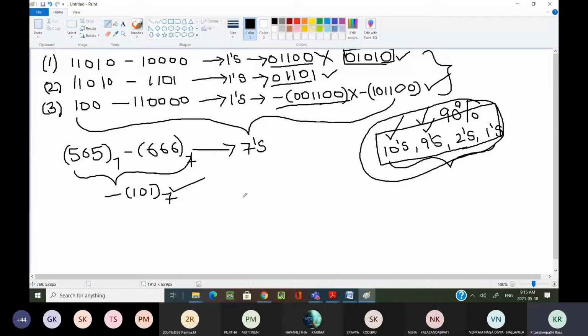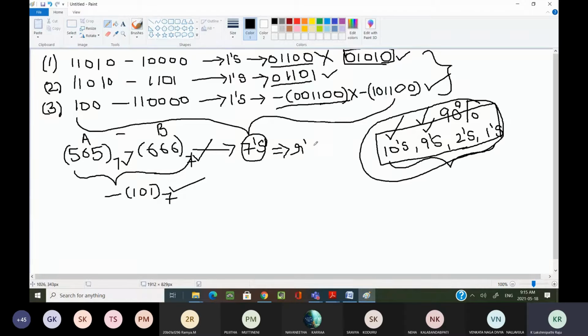Those who have not done it, please see here how we do this problem. This is my minuend A. This is my subtrahend B. I want to perform A minus B. The same steps we need to apply. Here 7's complement means, the number system he has given is base 7, and 7's complement is nothing but R's complement.